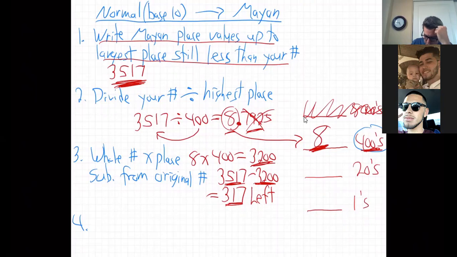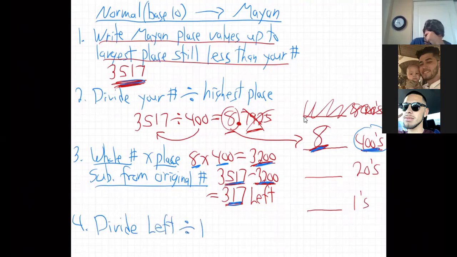So once I get the 8 there, I just multiply that whole number by the place value. I took the 8 times the 400, you got 3,200, and then subtract that from your original number. You take your 3,517 and subtract the 3,200, and that gives you 317 left to go. We have 317 left to represent. And next, you just do it again. So step 4, divide what's left by the next place.